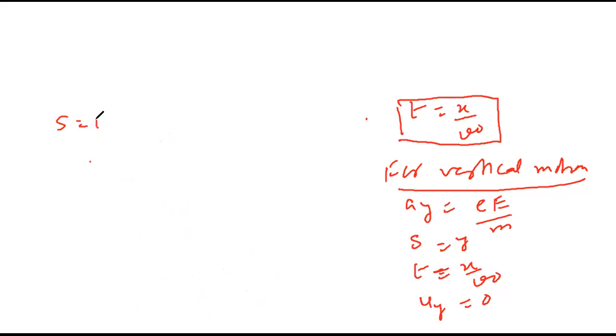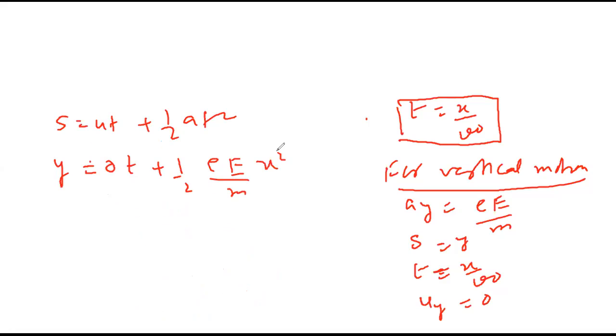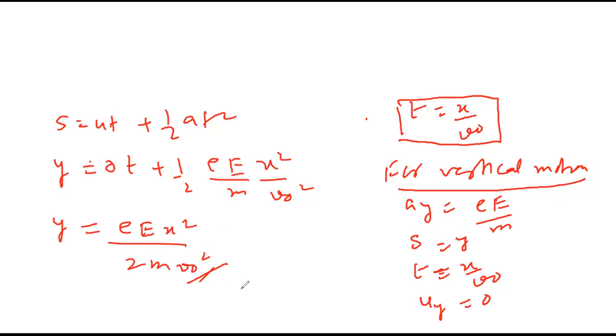So along y, s is ut plus half at square, which is y equals 0 into t plus half e by m into x square upon v naught square. So y is e x square upon 2 m v naught square. This is the formula for displacement. Done?